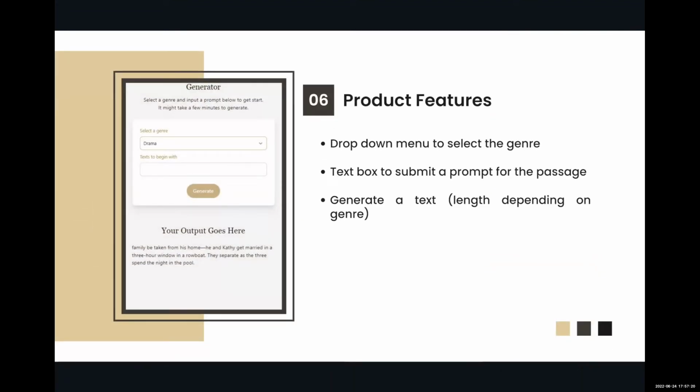For the product features, first, they're using a drop-down menu. You select the genre that you want. Again, drama, dad jokes, poetry, or horror. Then you type something in the text box that will tell the AI how to start, and it'll base its output on that. And the length of the text is, again, dependent on the genre that you select. Dad jokes are typically shorter, and then story styles like horror are longer.